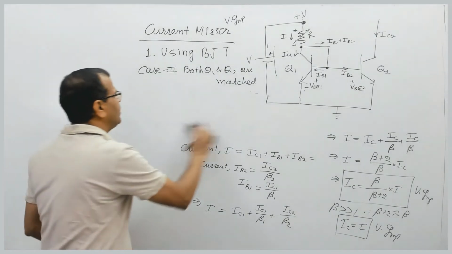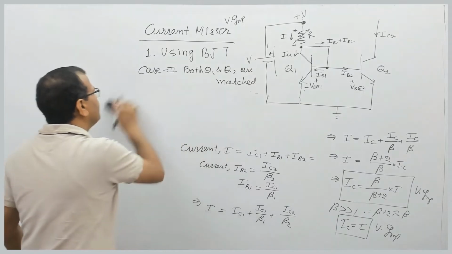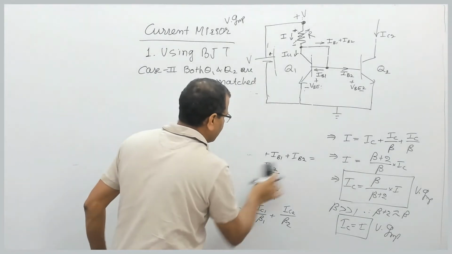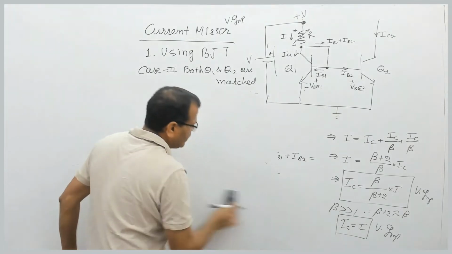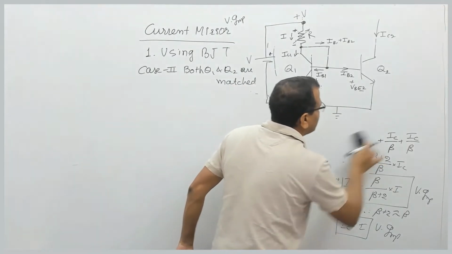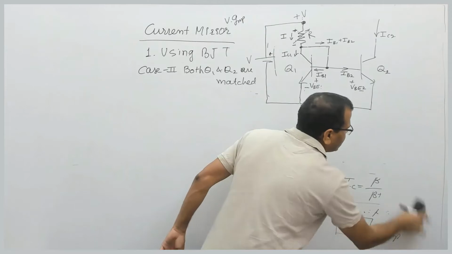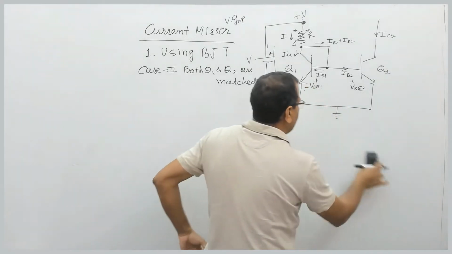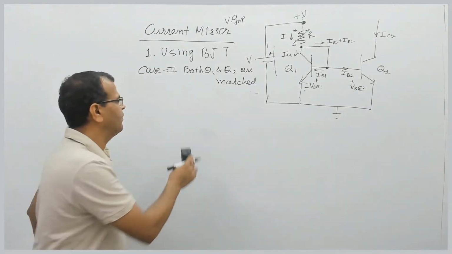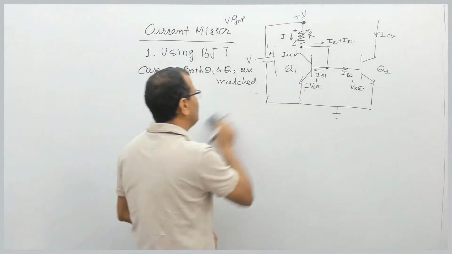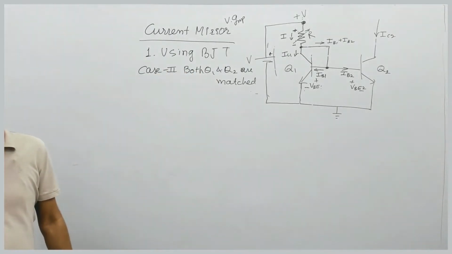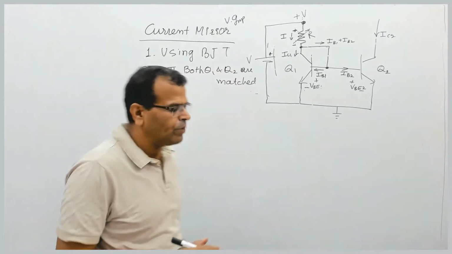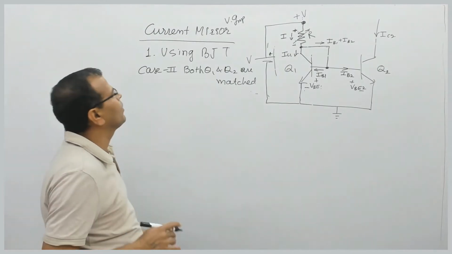Procedure and method will be similar, but there will be a little change here. Let us see that. When both transistors are not matched, the collector current of both transistors will not be the same. Fine. And betas will also be different. Let us see how to proceed. When both transistors are not matched, we will start with one thing. What is that?